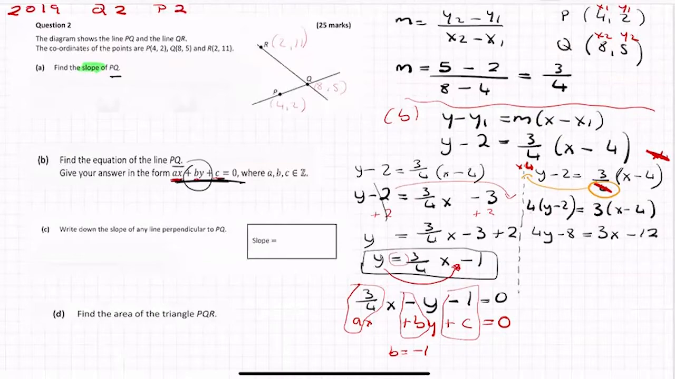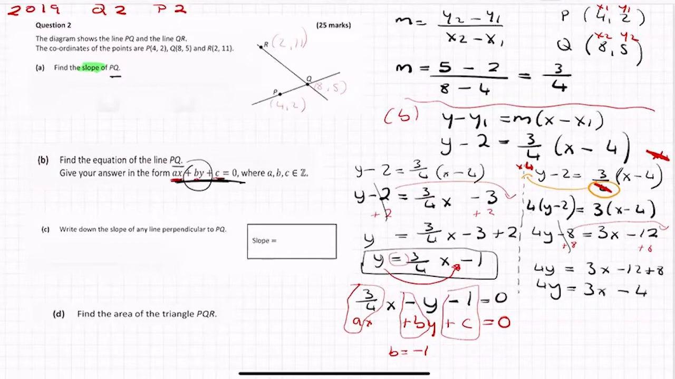Okay, and just like before, I would bring over the minus 8 on this side, or plus 8 to both sides, whichever way you've been shown how to do that, so that you end up getting 4y being equal to 3x minus 12 plus 8, or 4y is equal to 3x minus 4.